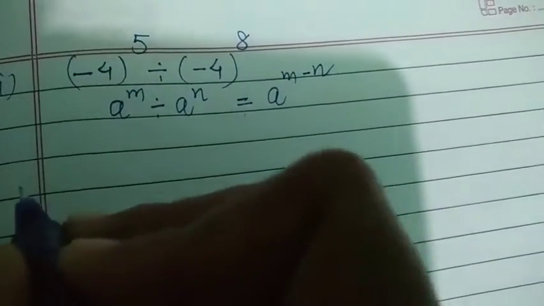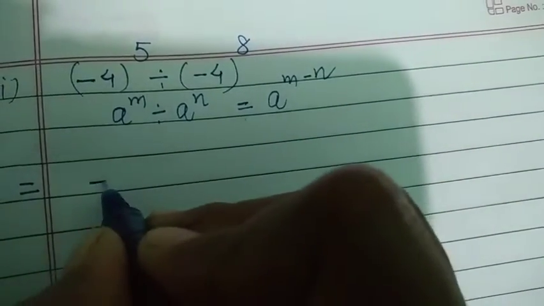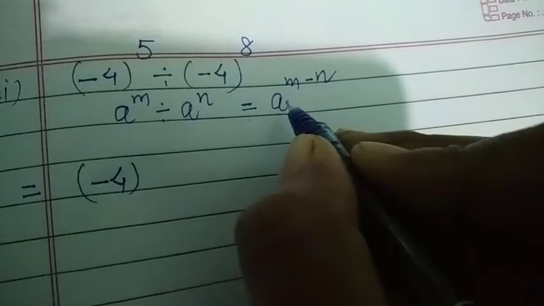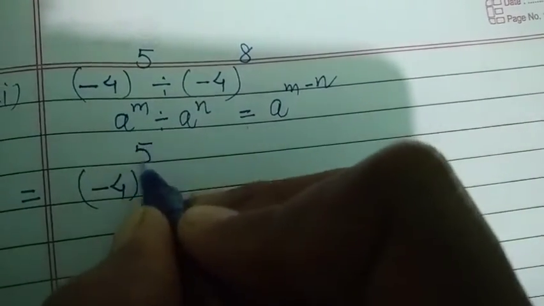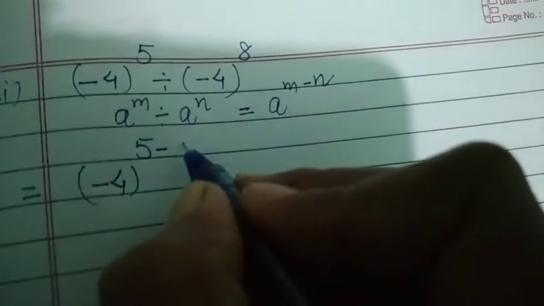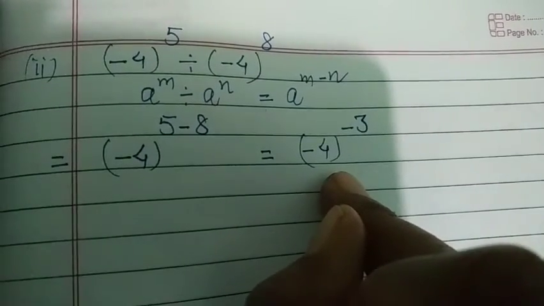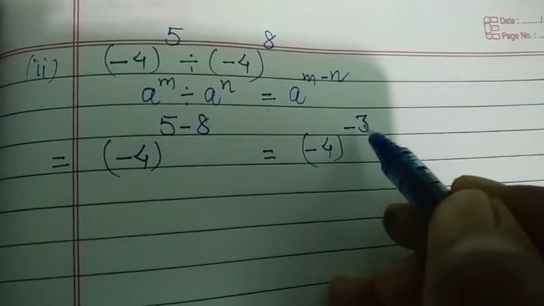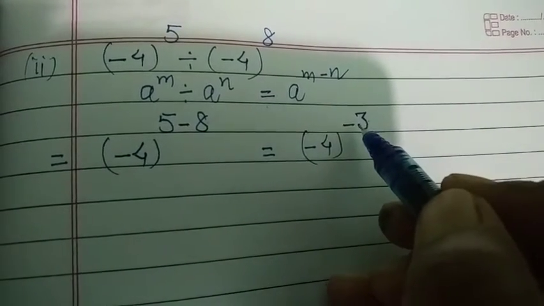So here you can say the base is same. So we will write the base one time, and powers are 5 minus 8, which will be further equal to minus 4 raised to power minus 3. So we have simplified this expression up to here. And next they are saying that you have to write it in power notation. We have written this in power notation. Now it should be positive.